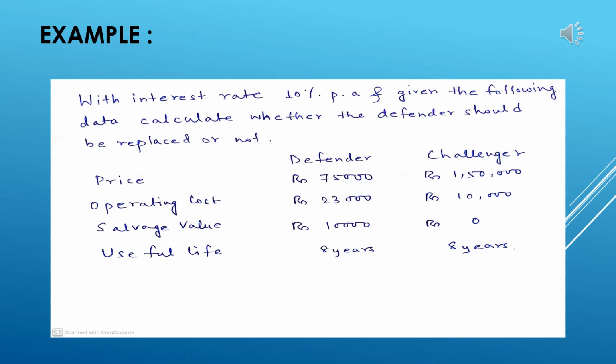The data available to us are the initial price of the Defender, which is 75,000, the operating cost per annum, which is 23,000, the salvage value of the Defender, which is 10,000, and the useful life of that particular machine, which is 8 years. Similarly, for the Challenger, the price is 1,50,000, the operating cost is 10,000 per annum, the salvage value of the Challenger is entirely nil, and the useful life of the Challenger is 8 years.